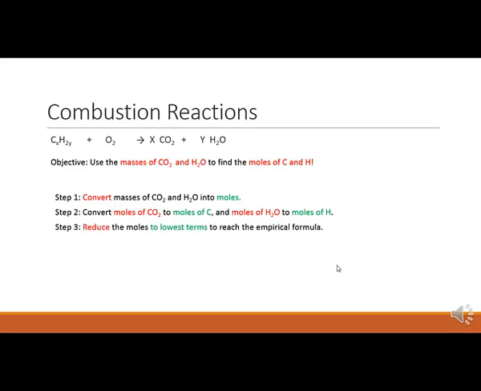Once we have the moles of each one, our third step is to reduce the moles to lowest terms, just like in our previous episode. Our final step will be to make sure we have whole numbers, and to make adjustments to our formula if any of our numbers aren't whole. Let's start from step 1, and let's see what we can do.